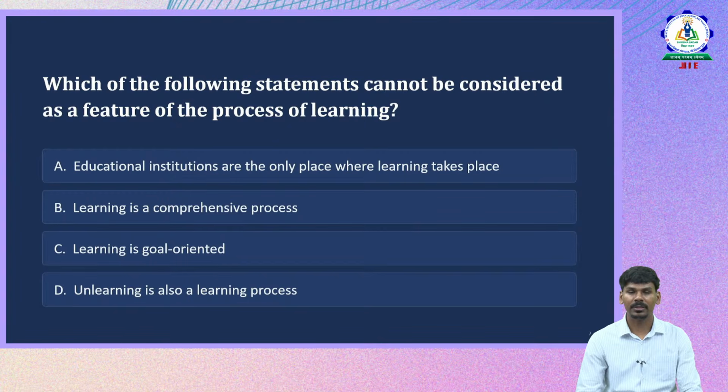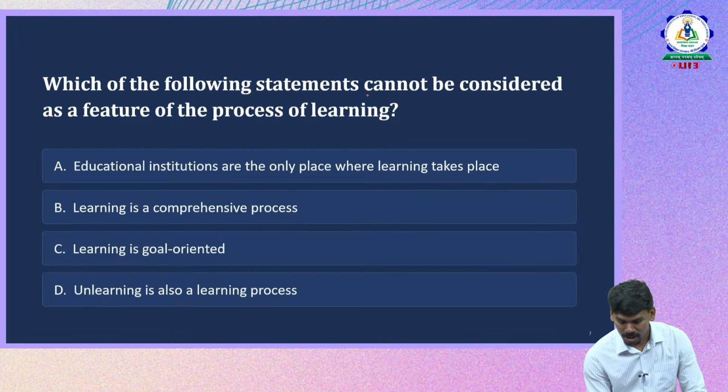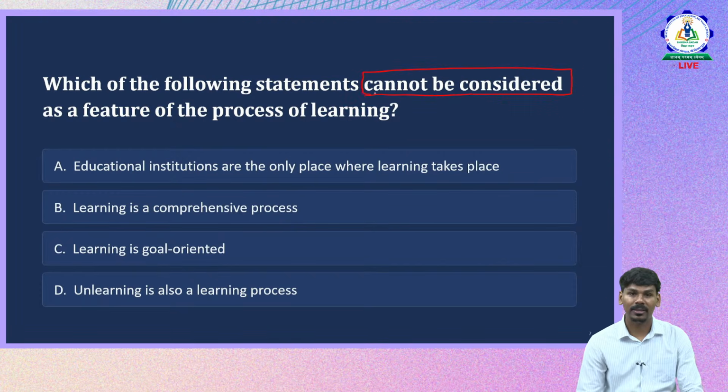Please read the options carefully and select the one which you feel is most appropriate. Now let me go back to the question. The question is asking which of the following cannot be considered. Please look at this. The CTET examination purposefully does this. They will hide such terms: not, cannot be, should not be, are not. And what we do is we try to read the question very quickly and we miss the meaningful terms.